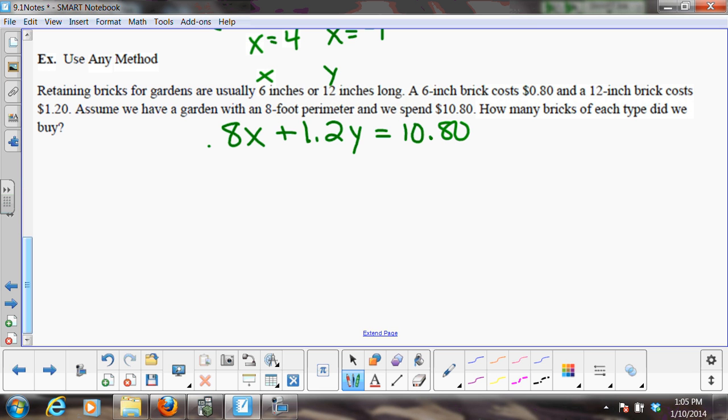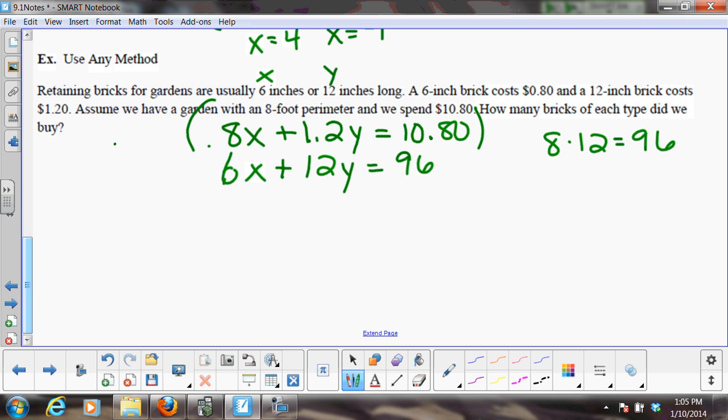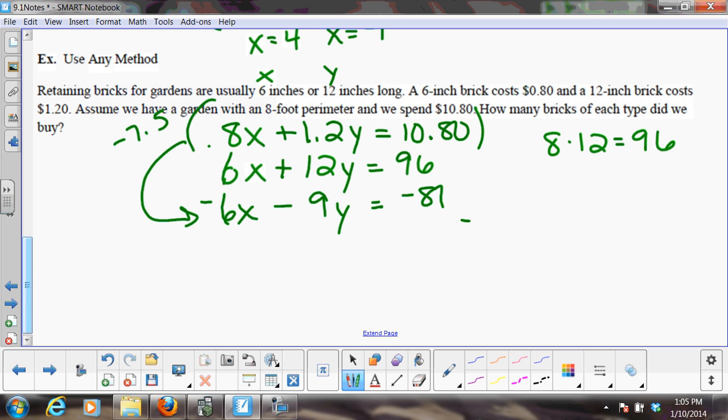If we have an 8-foot perimeter, 8 feet is 96 inches. So each 6-inch brick plus each 12-inch brick should be 96 inches. I'm going to use the method of elimination. I'm actually going to multiply the top equation by a negative 7.5. So I end up getting 6 here. And I can eliminate my x's. Then we get 3y is 15, y is 3.